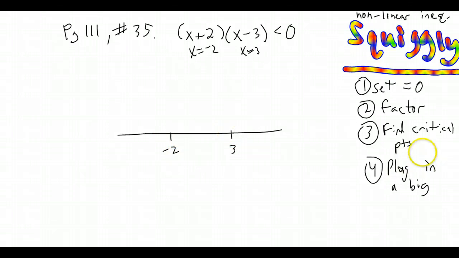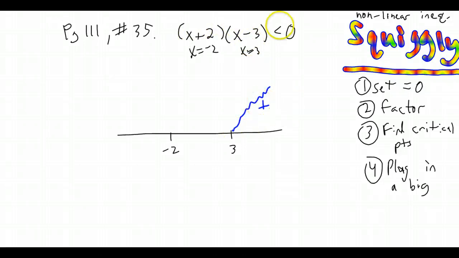So if I plug in any number bigger than 3, let's say 10 for x, 10 plus 2 is 12, that's a positive number. 10 minus 3 is 7, 12 times 7 is a positive number. Well, a positive number times a positive number is a positive y value. So I don't care where that y value is, I know it's positive. So in this interval to the right of 3, I plugged in a number and found the solution was positive when I plugged in 10 for x. So I know this part of the graph is positive.